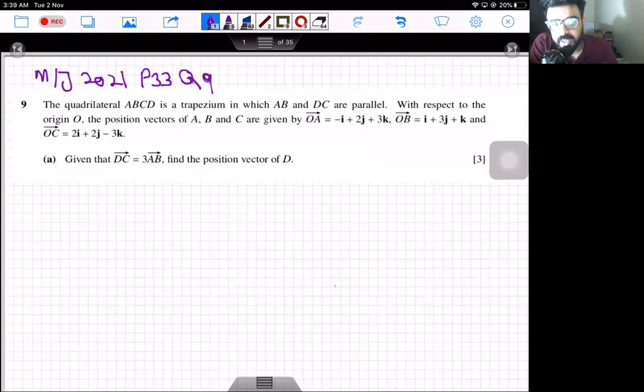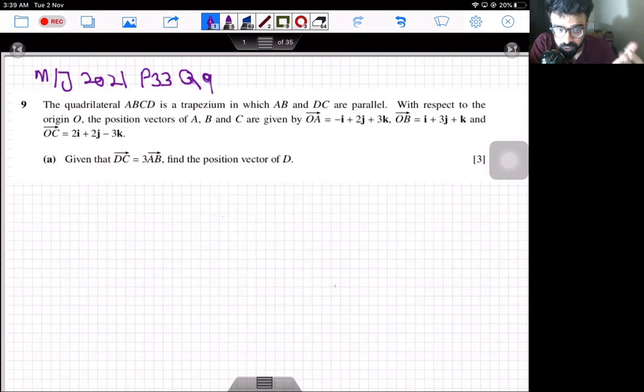The question is saying that the quadrilateral ABCD is a trapezium in which AB and DC are parallel. With respect to the origin O, the position vectors of A, B, and C are given by OA equals minus i plus 2j plus 3k, and OB equals i plus 3j plus k, and OC equals 2i plus 2j minus 3k. Given that DC equals 3 times AB, find the position vector of D.